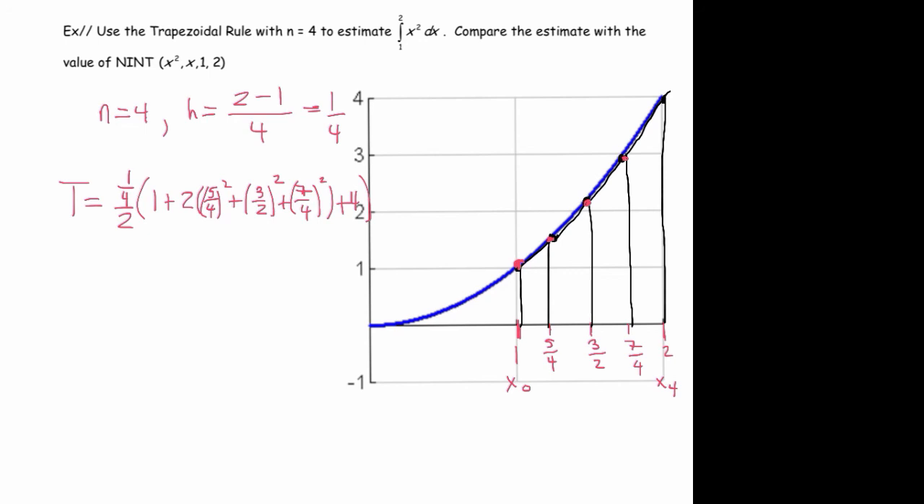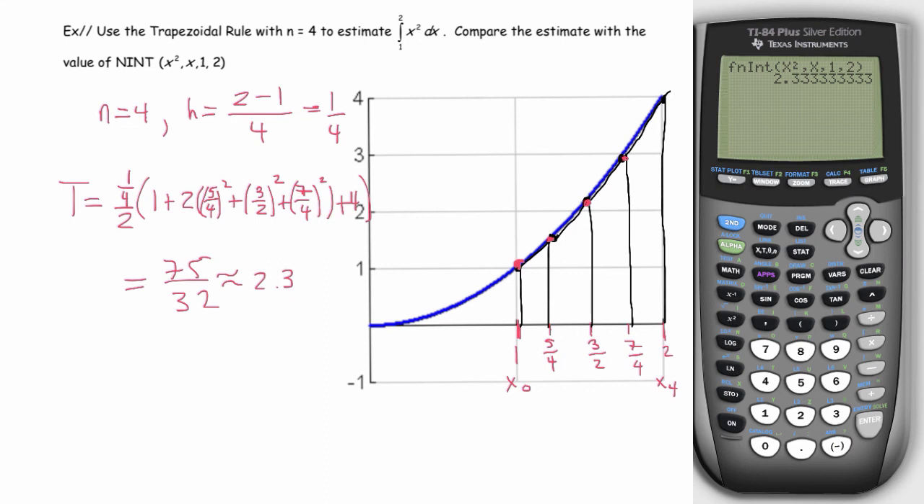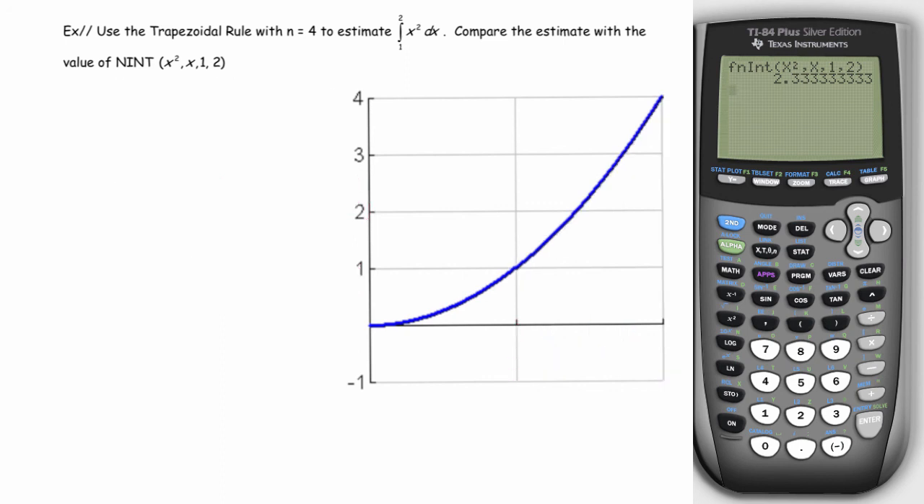Alright, and so now I'm going to trust that you can plug this into your calculator. You end up getting 75/32, and that's about equal to 2.34375. And I've got the actual value of the definite integral up on the screen there, so you can see how close it is.